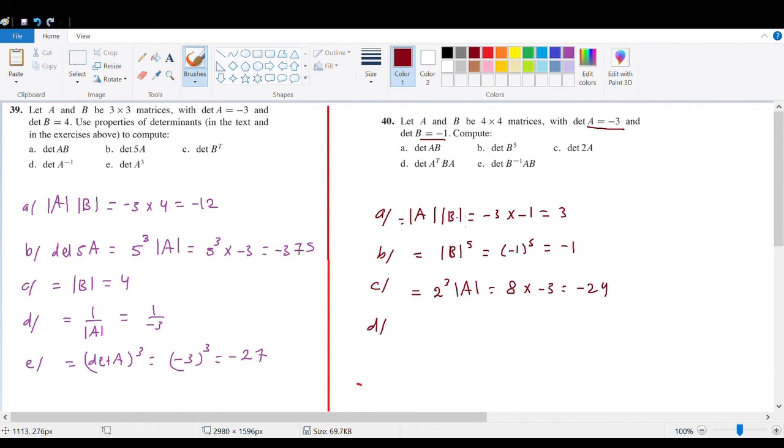For D, determinant of A transpose B A, so this is a multiplication of three matrices. We know that determinant of A transpose is the same as determinant of A. So this will be equal to determinant of A, determinant of B, determinant of A. Determinant of A is minus 3, determinant of B is minus 1, and this one is minus 3, so this will give us minus 9. For E, determinant of B inverse A B, a multiplication: determinant of B inverse is 1 over determinant of B, times determinant of A, times determinant of B. So this will give us 1 over determinant of B, which is minus 1. Determinant of A is minus 3. Determinant of B is minus 1. So this will give us minus 3.